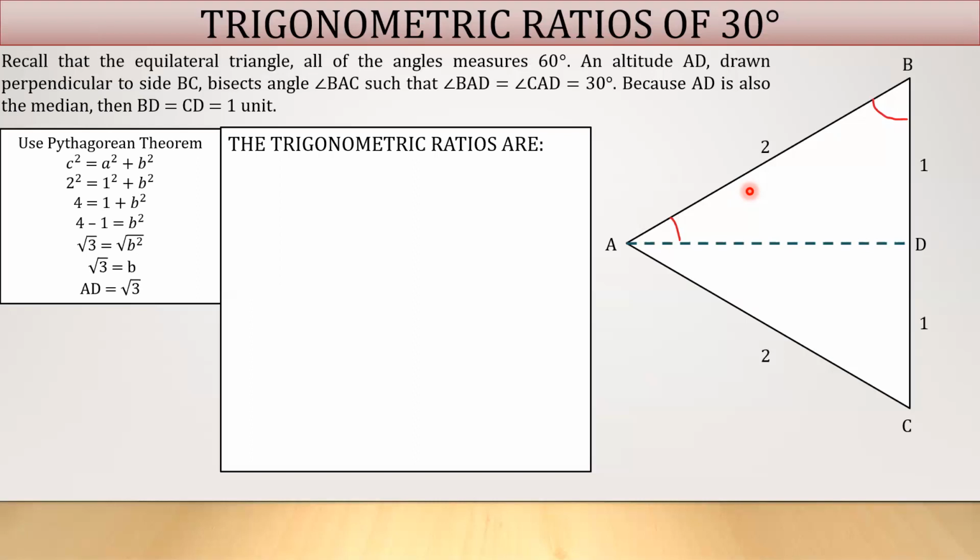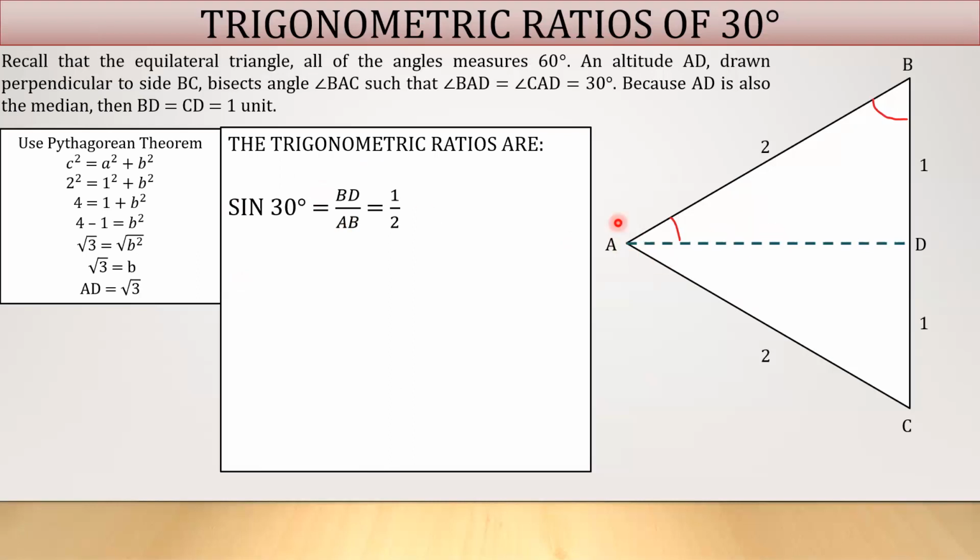Since meron na tayo ng lahat ng measurement or lengths ng sides for the triangle, let's find the trigonometric ratios. First, we have sine 30 degrees. So, ang gagamitin lang natin in finding the trigonometric ratios is the SOHCAHTOA and CHOSHAKAW. So, for sine 30, we have SO, meaning to say opposite over hypotenuse.